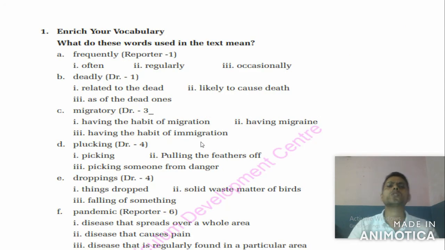Exercise 1: enrich your vocabulary. Now test your understanding. What do these words used in the text mean? Number A, frequently, reporter 1 said very fast. You can see this word in reporter 1's speech. Frequently means what? Often, regularly, occasionally. Which is the correct answer?